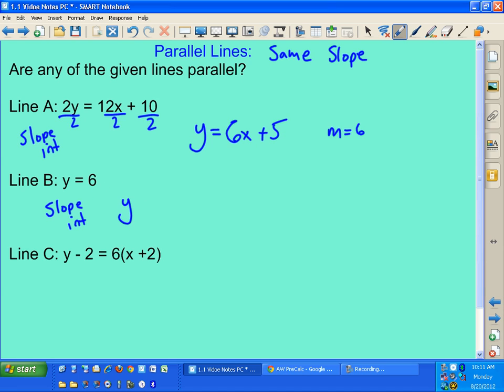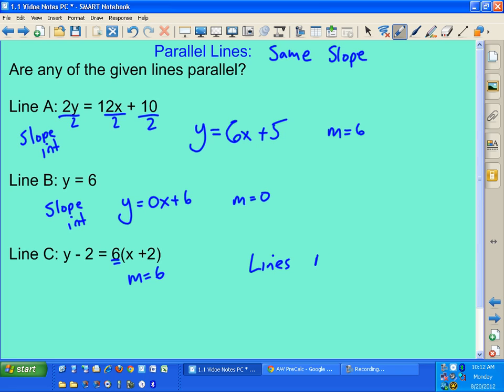Now remember, there's no slope of this line because y equals 6 is a horizontal line, and all horizontal lines have 0 slope, so there it is. So in this case, there is a slope of 0. So A and B are not parallel to one another. So finally, down here, you can see in point-slope form, 6 is my slope, so I don't need to do anything for this equation. So I know that line A is parallel to line C.